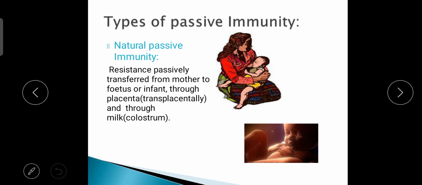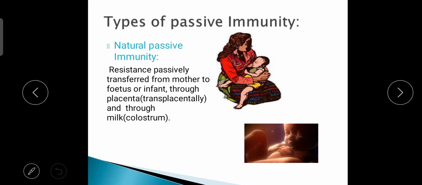Next we have types of passive immunity. The first one is natural passive immunity. In that, the resistance is passively transferred from the mother to the fetus or infant through the placenta, transplacentally, and through the milk, that is colostrum.